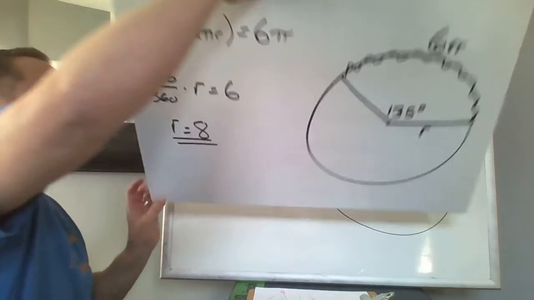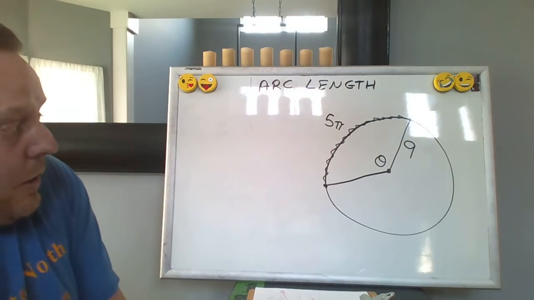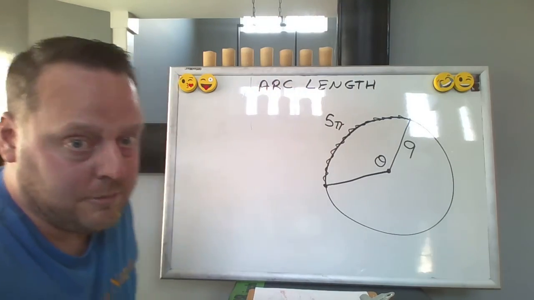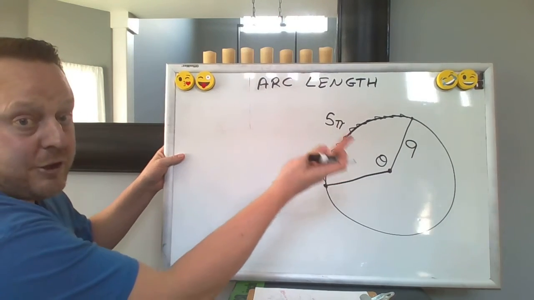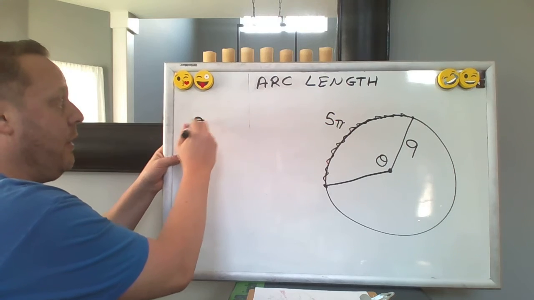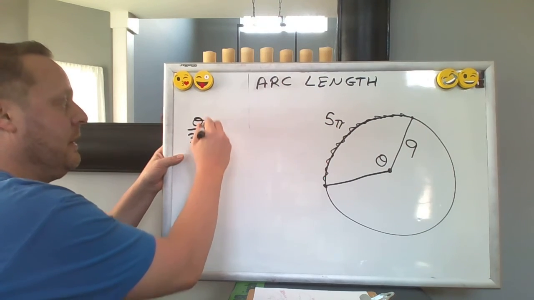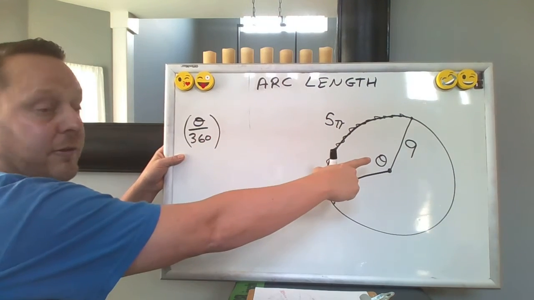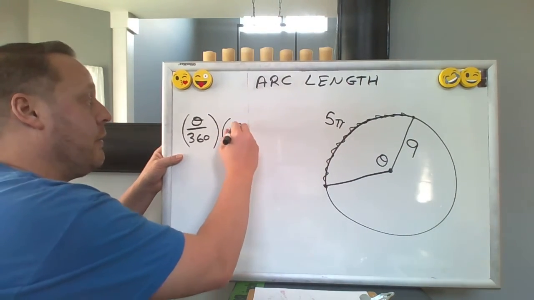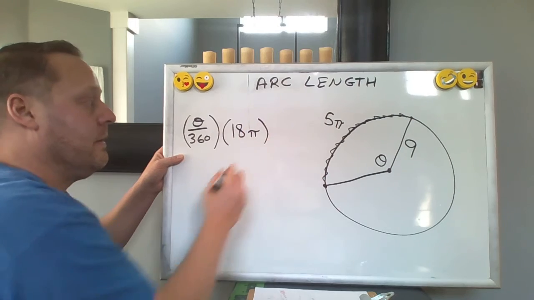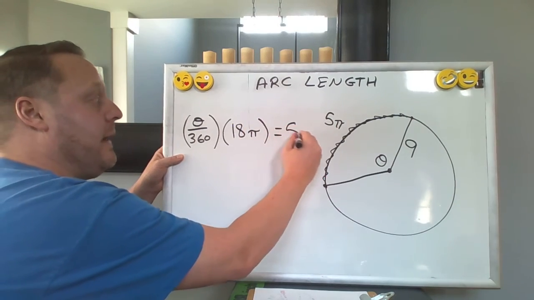In this case now, we don't know the central angle. So the central angle, we're just calling it theta. So what fraction do we have? Well, we have theta over 360 times the circumference of the circle. Well, the radius is 9, so the circumference of the circle is 18 pi. And that's got to be equal to 5 pi.